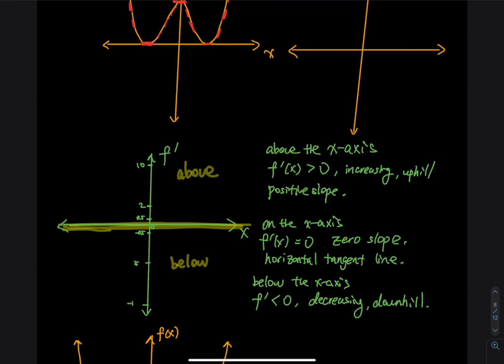What about below the x-axis? Slope equals negative 0.5. You are starting to go downhill, so you don't need to press the gas pedal. You just let the brake go, and the car will just roll forward.